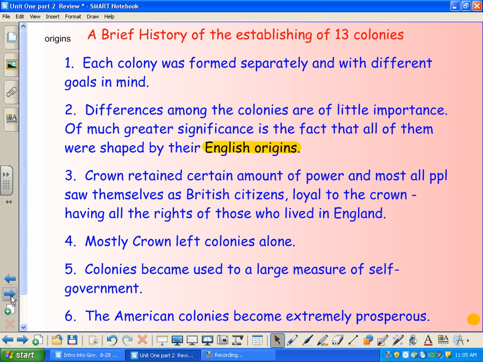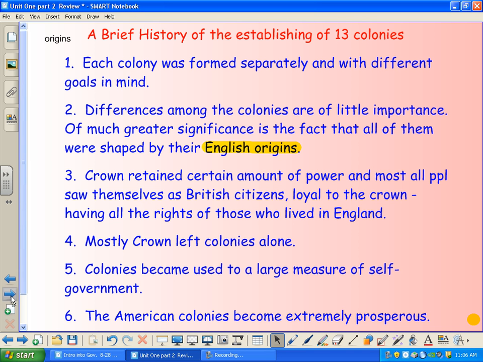So I did this very quickly, a brief history, and I'm just going to read through these quickly, maybe comment, but remember this because this is stuff I will test on. Each colony was formed separately and with a different goal in mind. And I noted that the differences for our purposes are of little importance here. What is significant is the fact that we were shaped by our English origins, meaning that the government in many ways looks very similar to the English government. The difference was the idea of removing a monarchy and then giving a greater voice to the people. We'll look at that when we spend time in the Constitution.